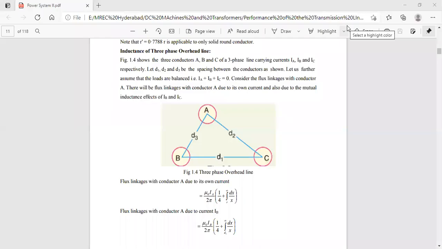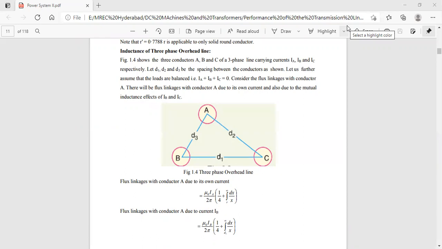So now we are going to discuss the inductance of three-phase overhead lines. The figure shows the three conductors A, B, and C of a three-phase line carrying currents IA, IB, and IC respectively. Let D1, D2, and D3 be the spacing between the conductors as shown in the figure. Let us further assume that the loads are balanced, that is IA plus IB plus IC is equal to 0. That is, the total current is equal to 0.